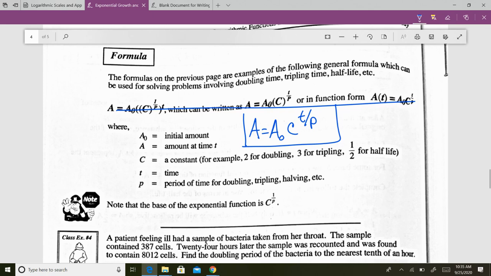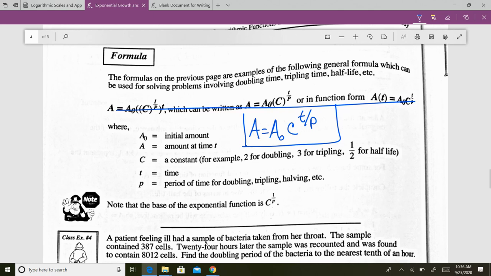C is your base, okay? Because it's raised to an exponent. So this is an exponential function, because C is your base, and it's raised to an exponent that is a variable. Now, it changes depending on the question. If I say half-life, C is 1/2. If I say doubling time, which they use in bacterial growth all the time, it would be 2. If I say tripling time, 3. If I say quadrupling time, 4, right? All right. T is time, like actual time, 5 minutes, 10 minutes, whatever.